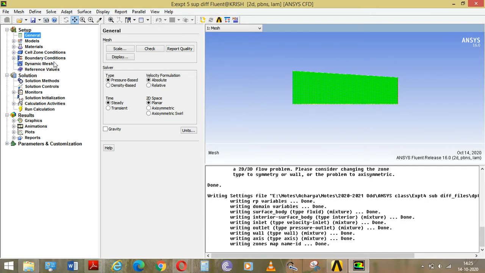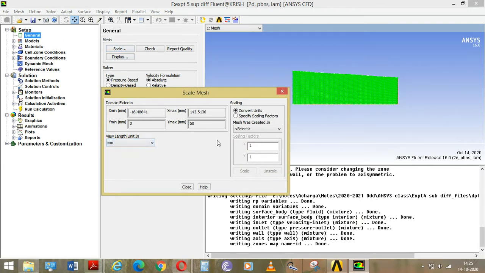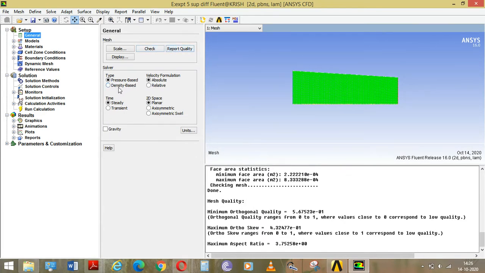So we know what to do in the starting. You go to General, Scaling. You just specify the units you have used in geometry and meshing and just close. Don't click scale or unscale anything, just close. Now check your mesh and report your mesh.